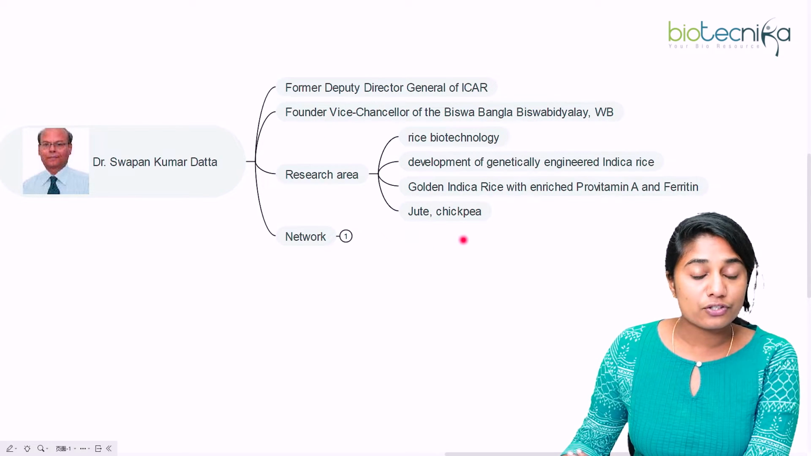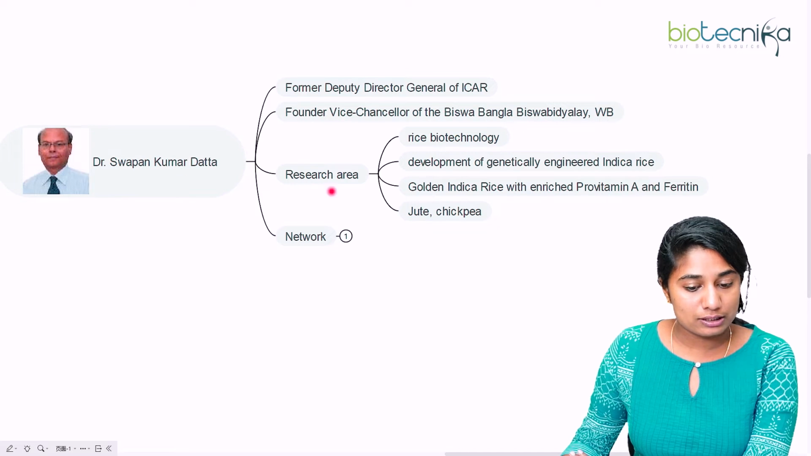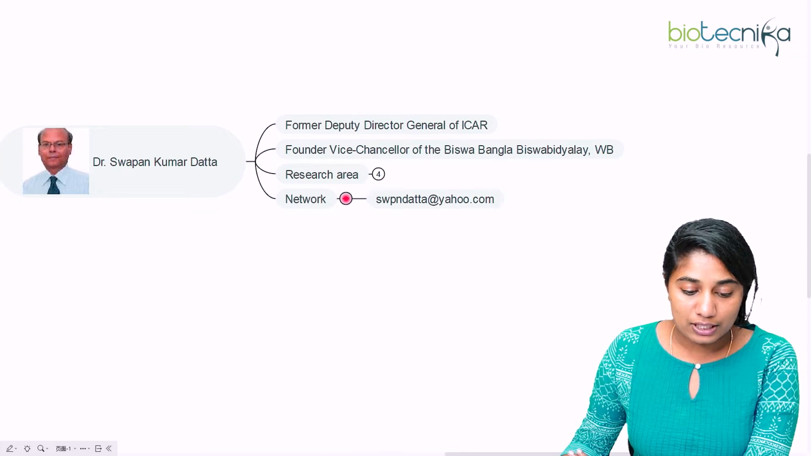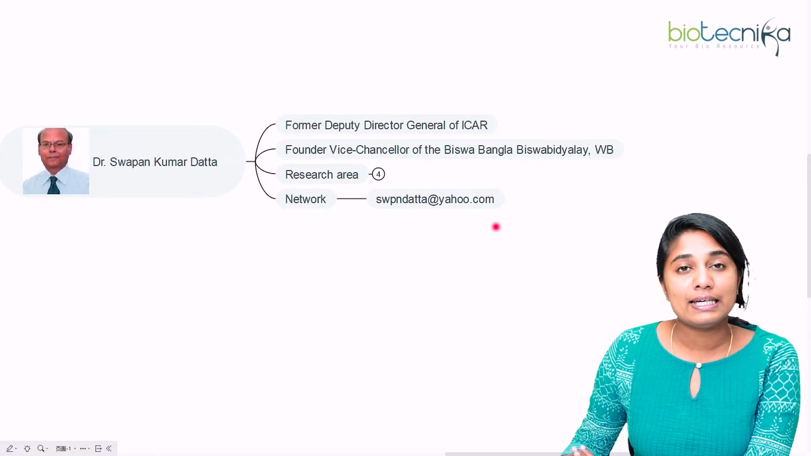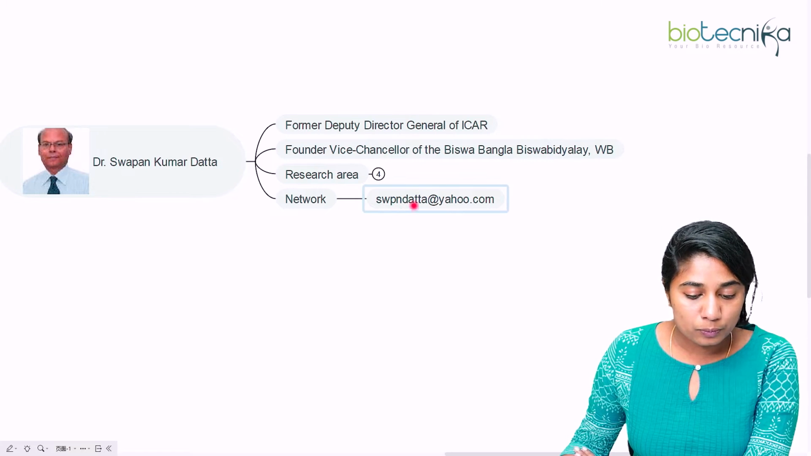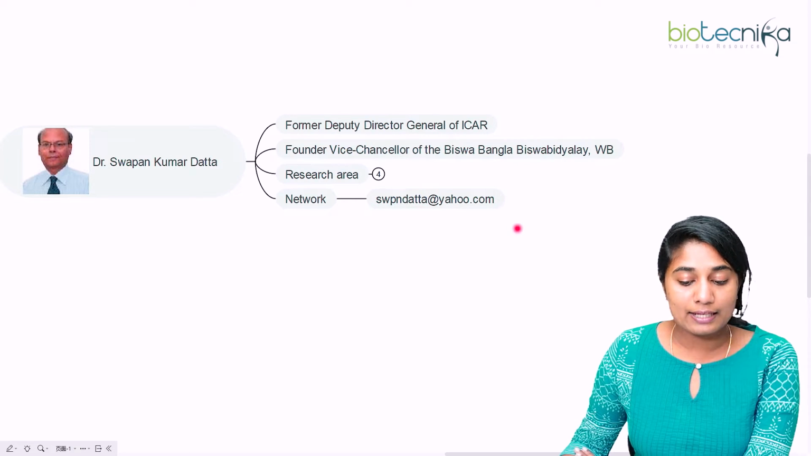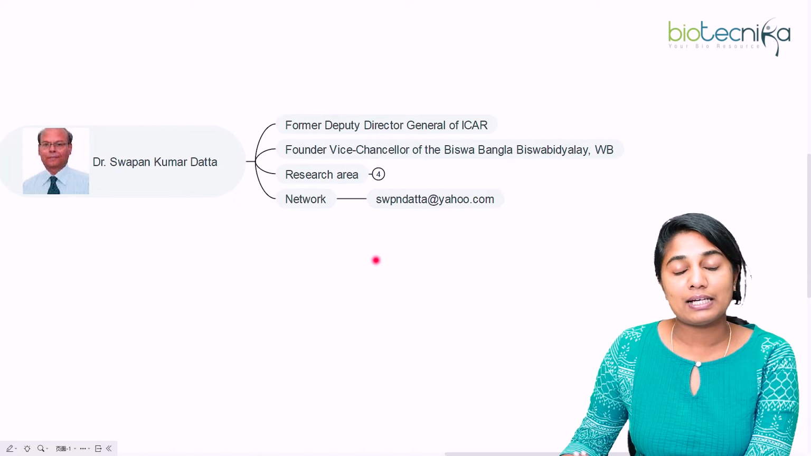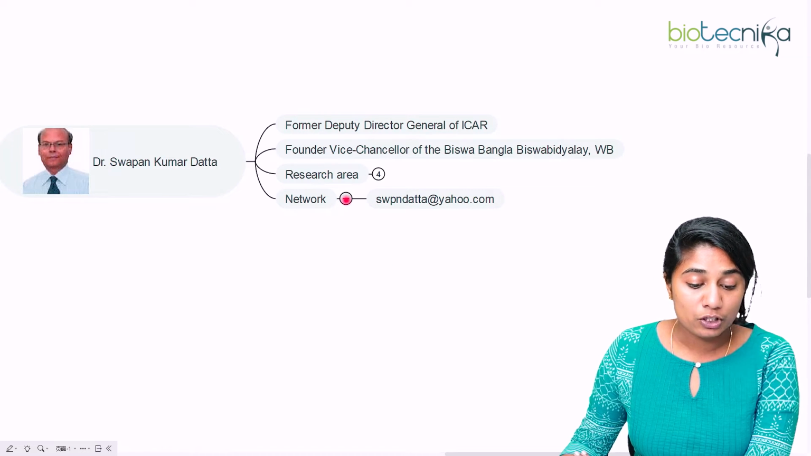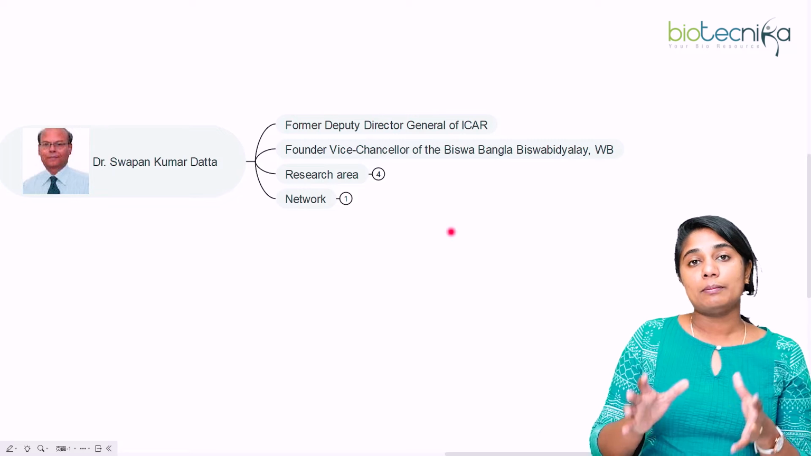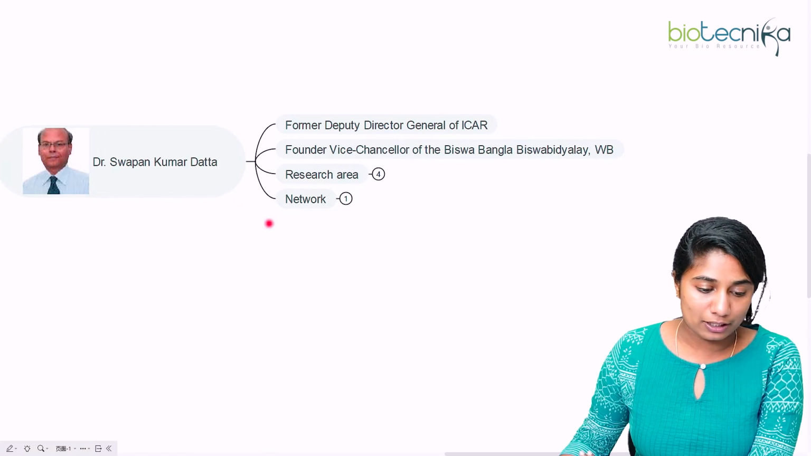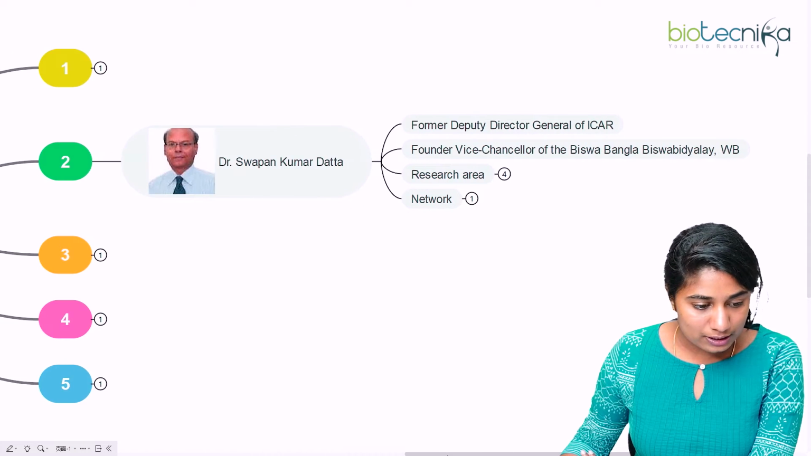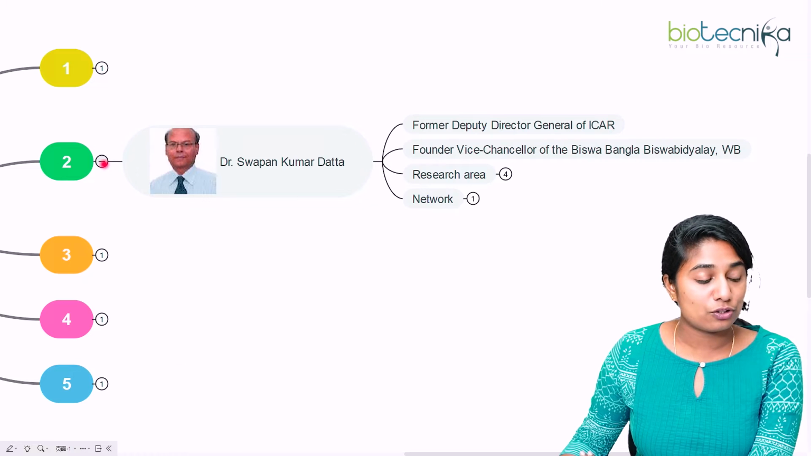These are the different research areas of Dr. Datta, and how to network with him. This is his email ID, swpndatta@yahoo.com. If you want to network with him, you can drop an email to this ID and he may get back to you as well. So this is the second scientist that I wanted to talk about.